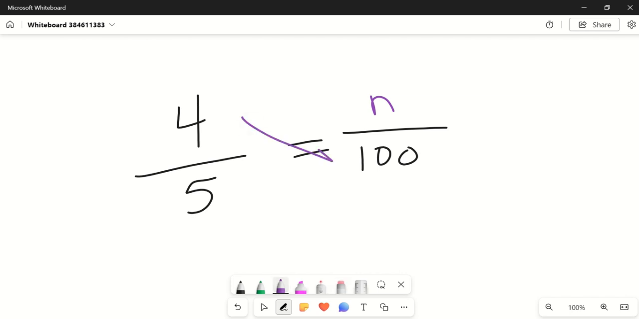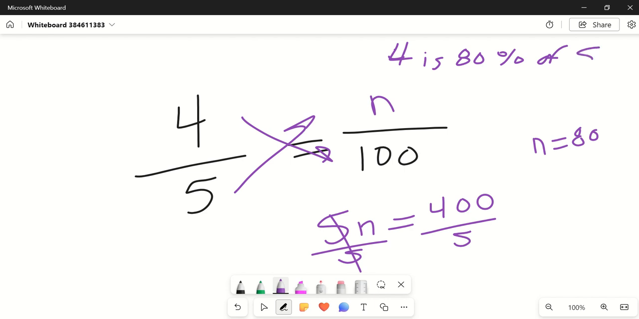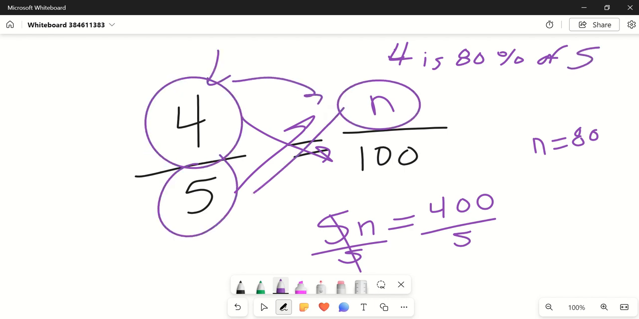And what we would do is cross multiply. 5 times the percent, or 5n, would equal 400. We divided both sides by 5 to isolate the variable. N, or the percentage, would equal 80. Therefore, 4 is 80% of 5. Remember, PPW: part, percentage, then whole. So 4 is 80% of 5. And that's how we would solve our percent proportion for a missing percent.